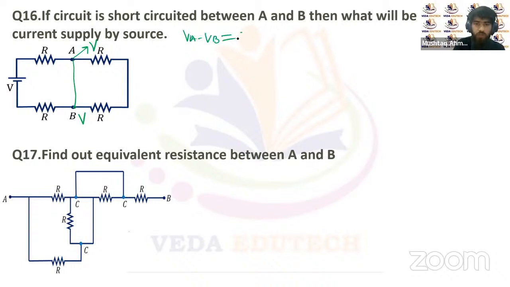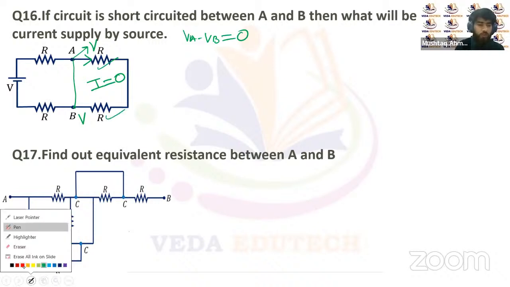equal to 0, right? If the potential difference between the 2 points is 0, it means the current flowing through this portion of the circuit will be equal to 0, because there is no potential difference across points A and B. And if there is no potential difference across the points A and B, it means the current flowing through this resistor, and this resistor, will be equal to 0.